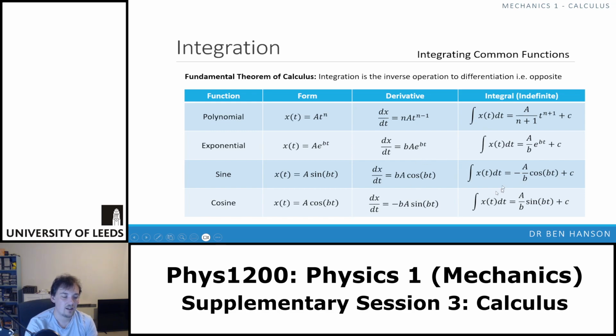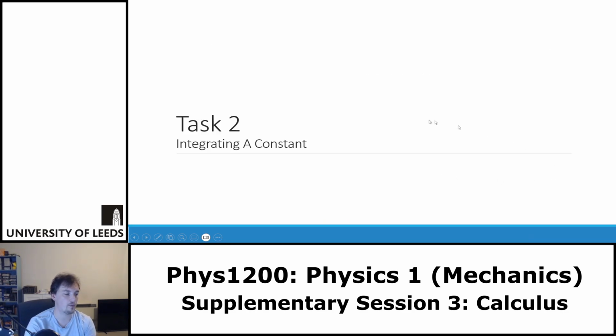And you can see from the cosine one, the opposite is true. So the derivative of cos is minus sine, and the integral of cos is sine. Same thing happens with that b factor. From these two, we can see that if I integrate sine and then differentiate that cos, they'll cancel out. Same for this. If I integrate that cos and then differentiate that sine, I'll get the same function back. So they're all inverse operations.